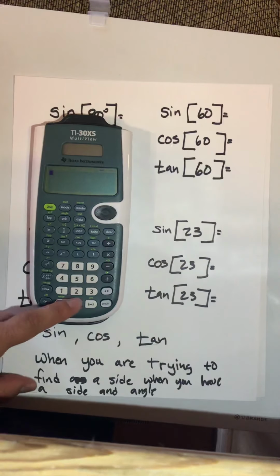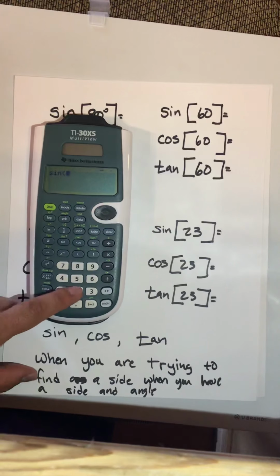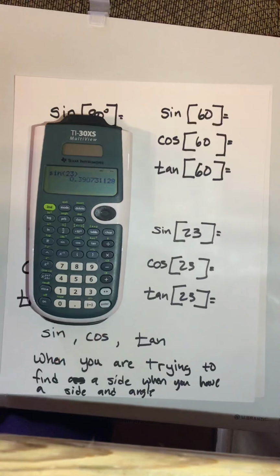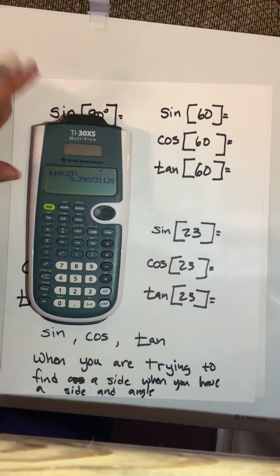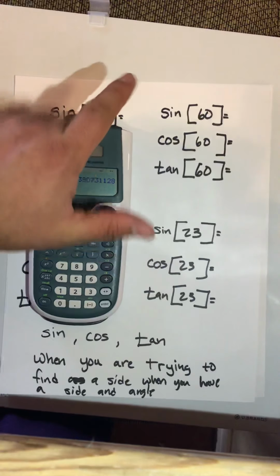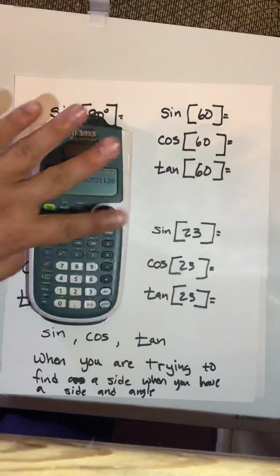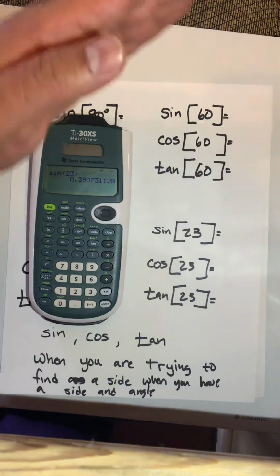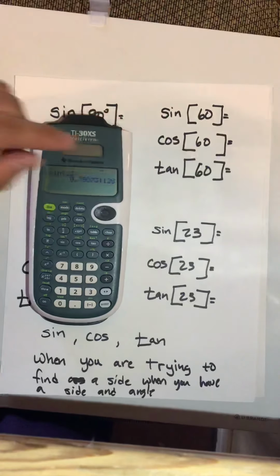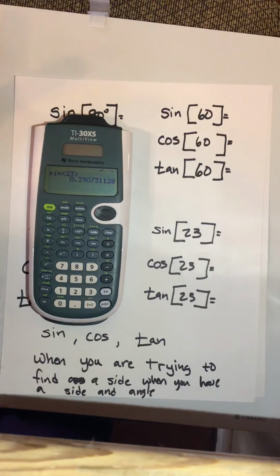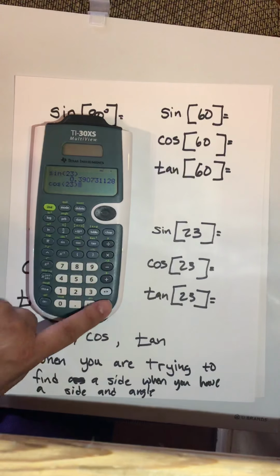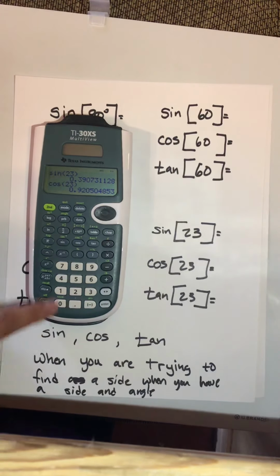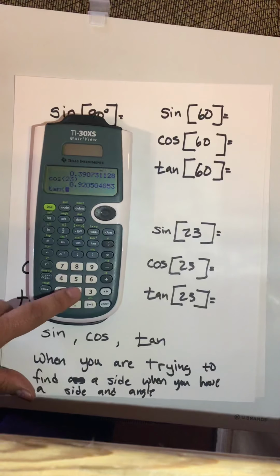So let's do the sine of 23. This is just a different number. You get 0.39 something. And what that number means is, say I have two sides like this, and they form an angle of 23 degrees, its ratio is going to be this, meaning its side opposite divided by its side hypotenuse will give me this. That's what it's saying. Let's do the cosine of 23 and the tangent of 23.